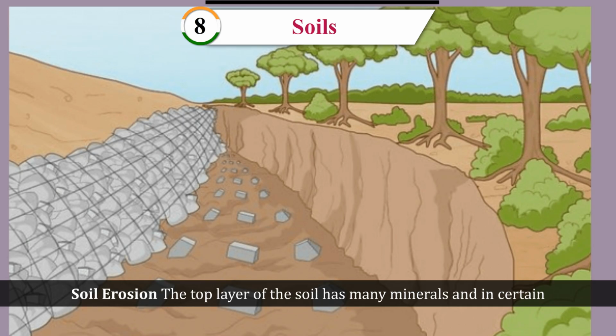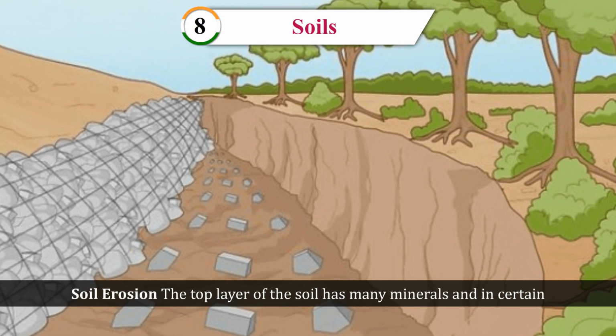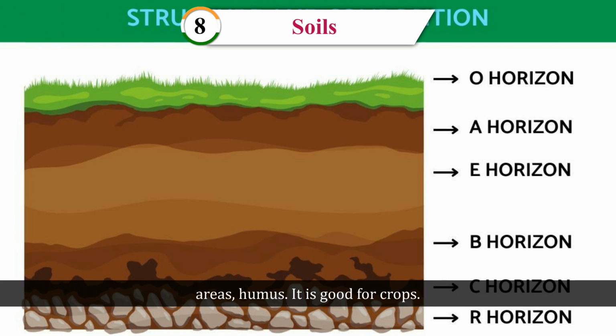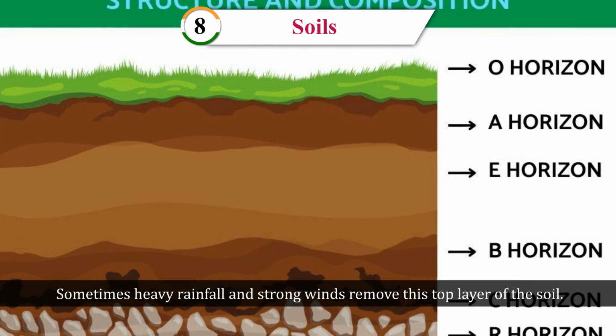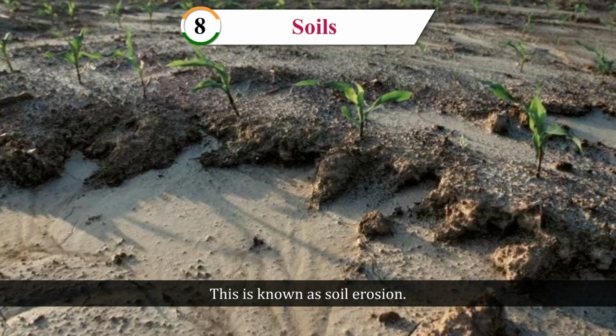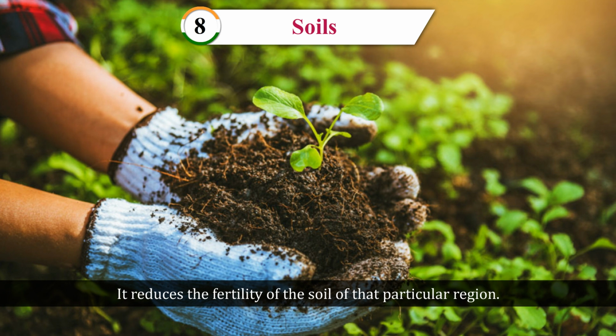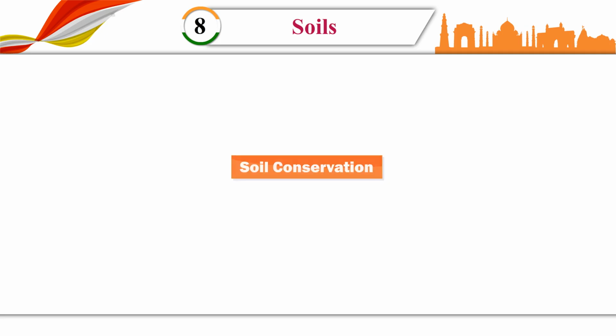Soil erosion. The top layer of the soil has many minerals and in certain areas humus. It is good for crops. Sometimes heavy rainfall and strong winds remove this top layer of the soil. This is known as soil erosion. It reduces the fertility of the soil of that particular region.